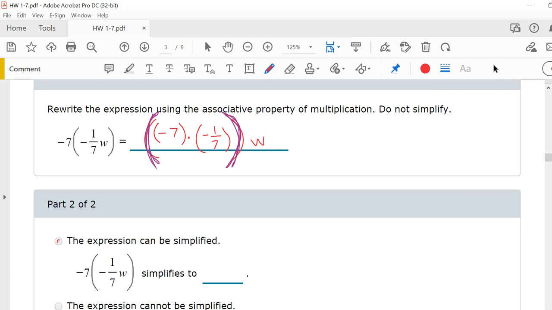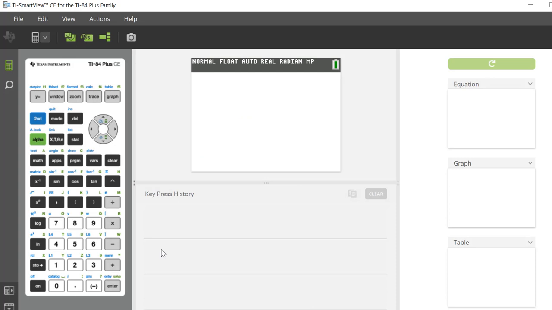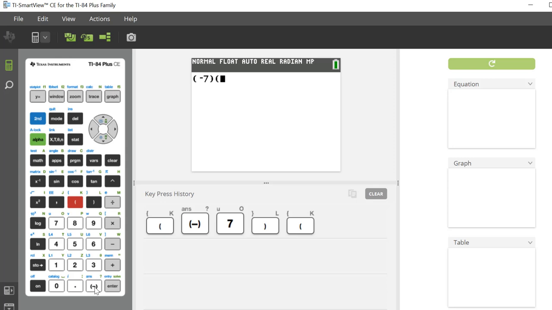Okay, let me go open up another program. Hold on. Okay, on the calculator, I'm going to show you stuff on the calculator as we go. This little button down at the left of the enter key, that's your negative sign. This one up here is the subtraction sign. I'm wanting to put in on my calculator negative 7, that's in parentheses. Then I want to do another set of parentheses and write negative 1/7.